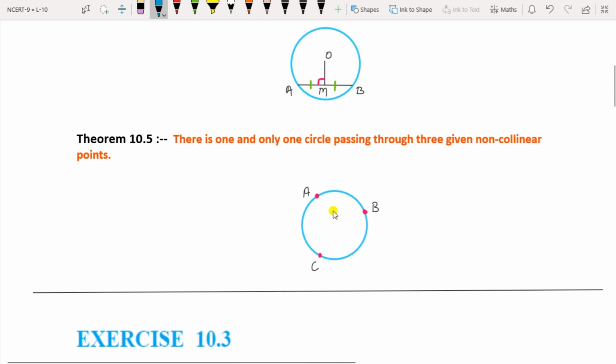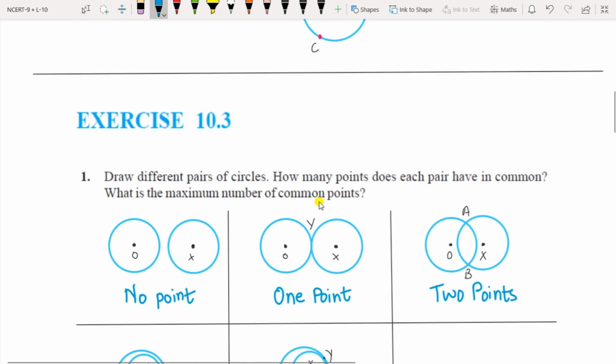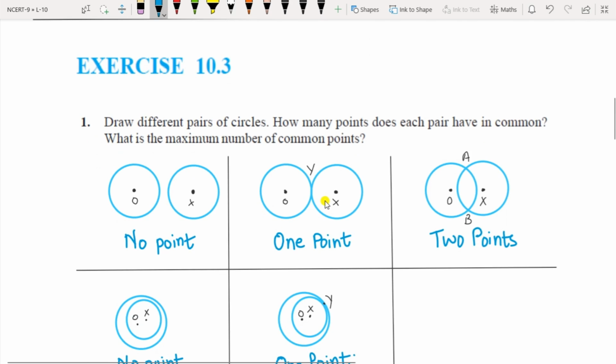Then theorem 10.5 is, there is one and only one circle passing through three non-collinear points. So these are three non-collinear points, and through the three non-collinear points we can pass one and only one circle. Okay. Now this is your exercise 10.3. So let us start with the questions here.